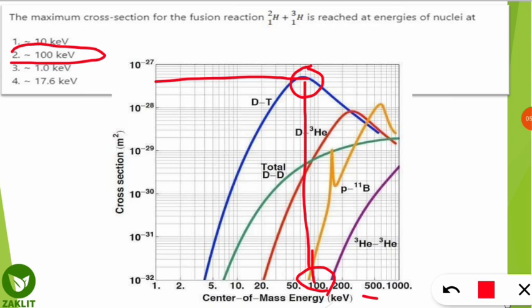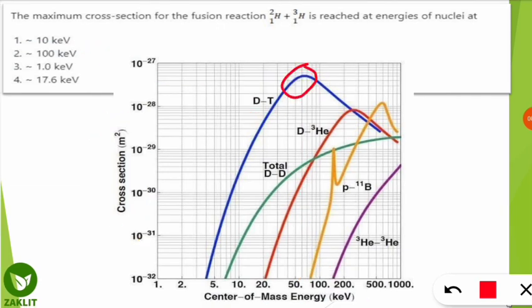It was asking at what center of mass energy the maximum cross section is reached for deuterium and tritium. That will be 100 kilo electron volt, because this graph shows the peak at this value for deuterium and tritium. Similarly, if you want to know about other elements and their nuclear fusion reactions, you can see this graph. For example, in the case of deuterium and helium-3, the maximum cross section is seen at approximately 300 kilo electron volt.